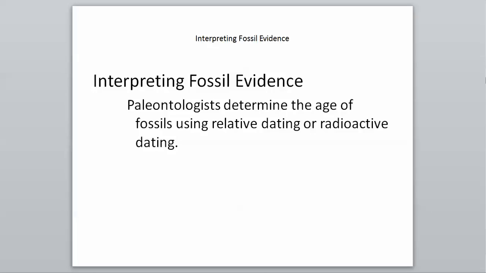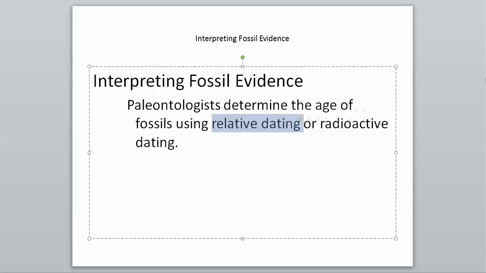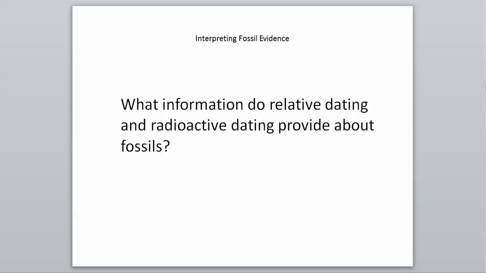Paleontologists, again the people that study fossils, determine the age of fossils using two different ways. They use relative dating, so that's our first way, or radioactive dating. So those are two ways we can determine how old a fossil is, because what's the point of finding something in the ground if we can't analyze it and figure out what it actually means? So first, what information can we learn from each of these types of dating?